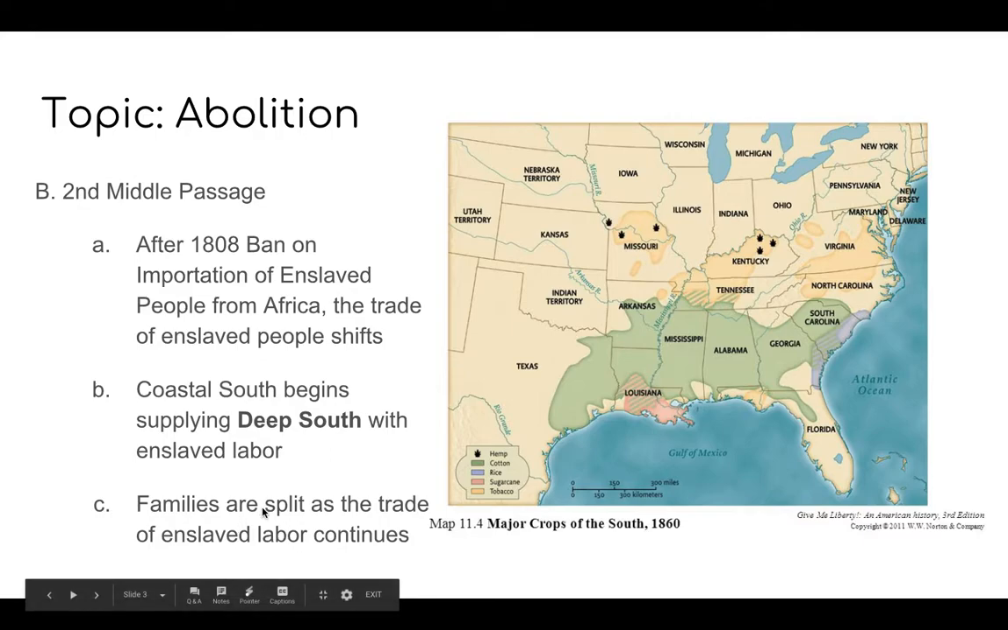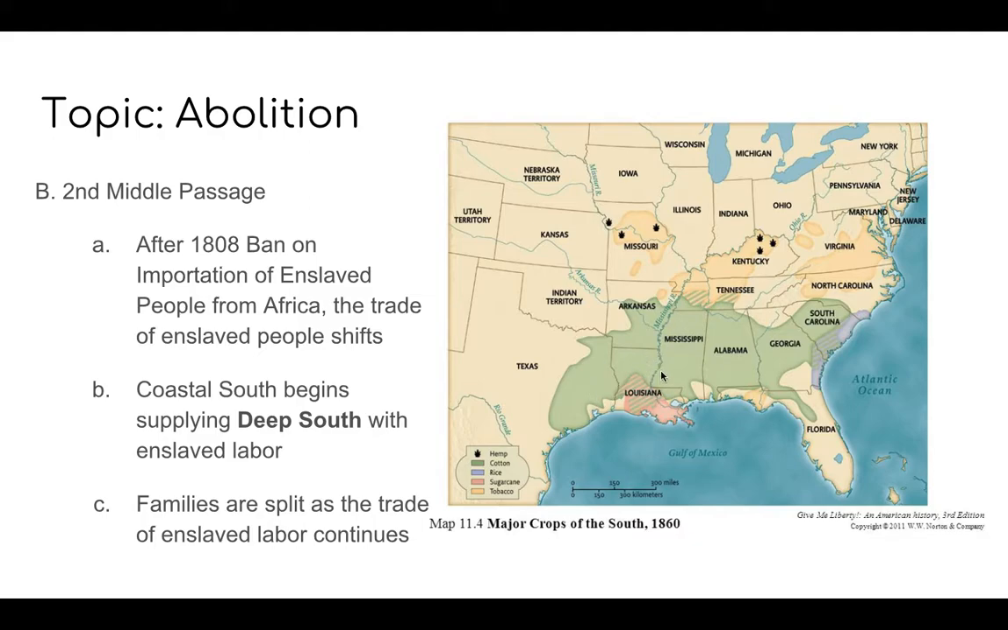And C, families are split as the trade of enslaved labor continues. So a lot of family members are left here in the coastal South, and by force, family members are moved into the Deep South. So it's another severing of families that started with the first Middle Passage, and now is happening again in the early 1800s because of the second Middle Passage. This is all happening right around 1808, and it continues happening throughout the early 1800s.